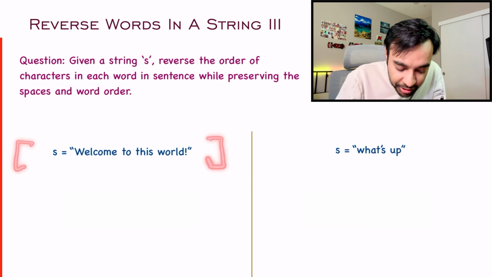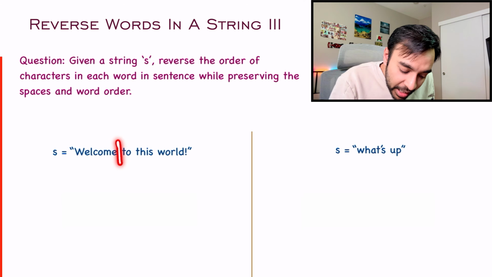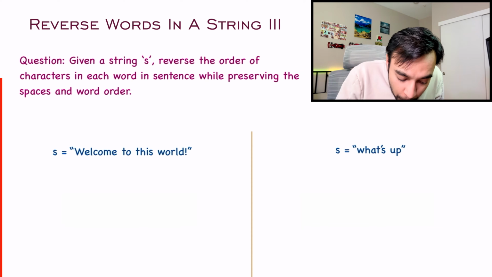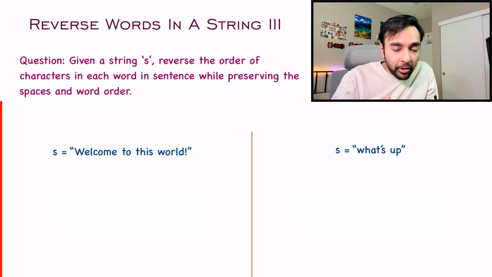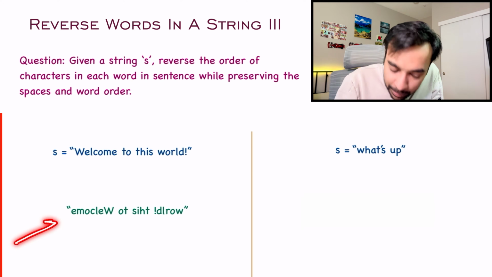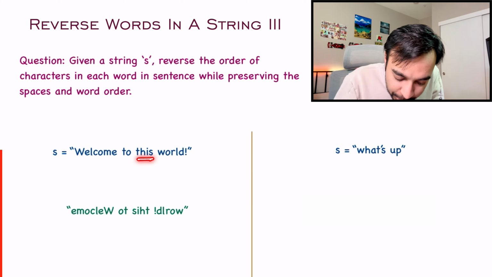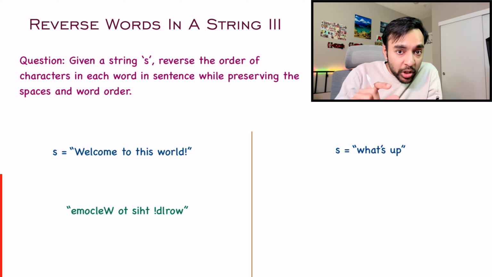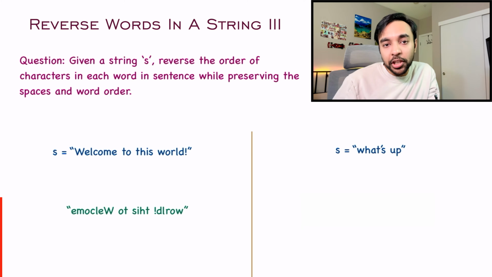You can see that this string has 4 words, welcome to this world. And each of these words is separated by a space. So what you need to do is preserve this exact order and reverse each of the words. When you perform this operation, your final string should look something like this. You see that the word welcome has been reversed, then TO has been reversed, then this has been reversed, and then world has also been reversed. Notice that the punctuation mark has also been reversed. This exclamation comes over here. So that is what you need to do.